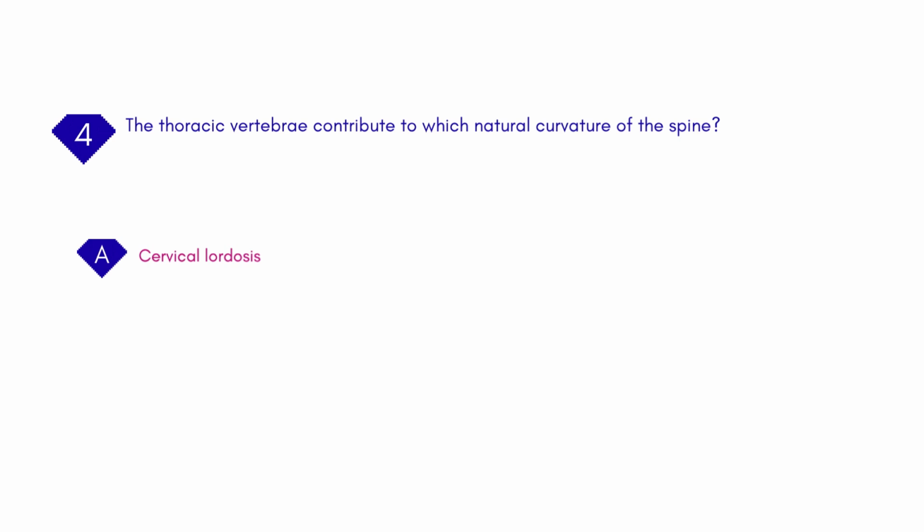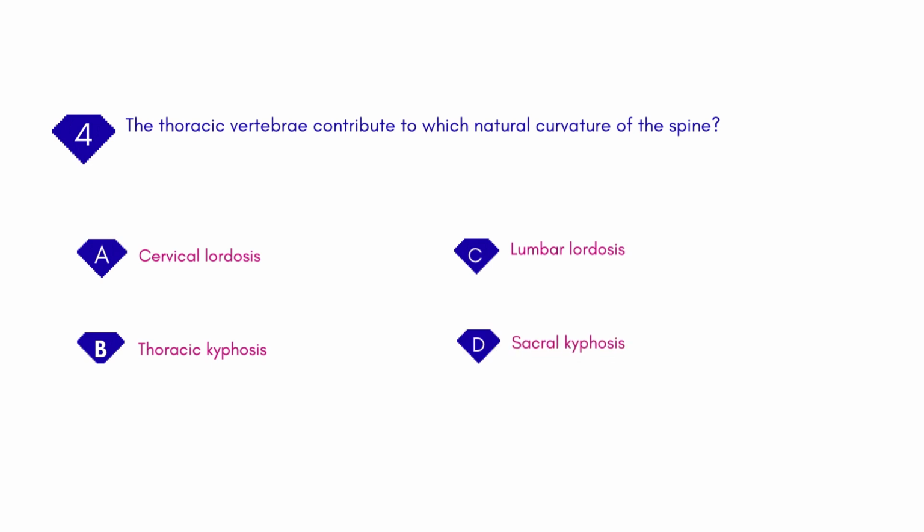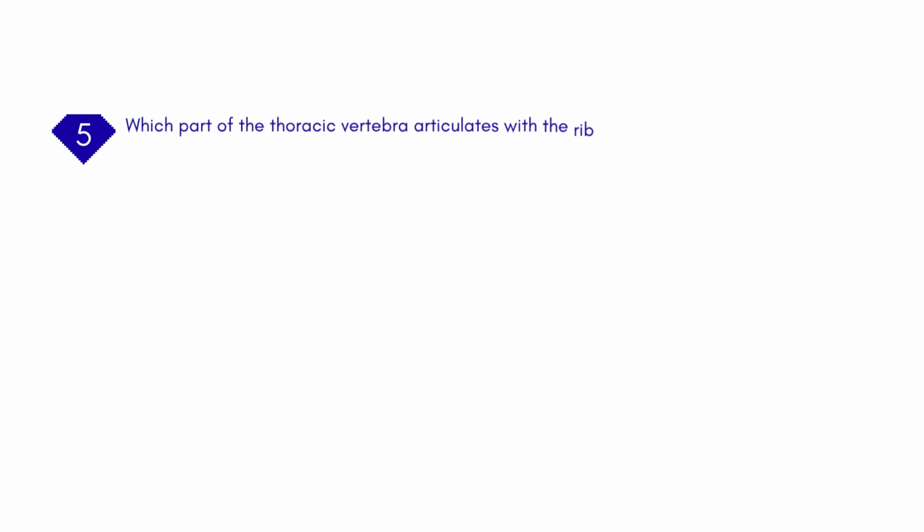A. Cervical lordosis. B. Thoracic kyphosis. C. Lumbar lordosis. D. Sacral kyphosis. Answer: B. Thoracic kyphosis. Which part of the thoracic vertebra articulates with the rib tubercle?